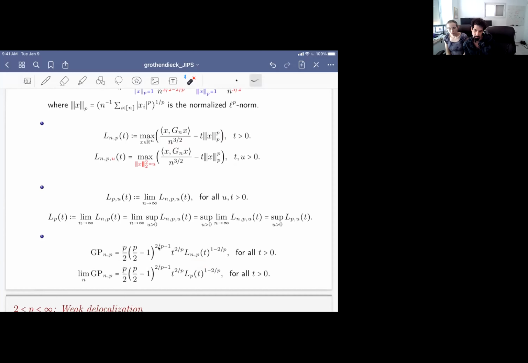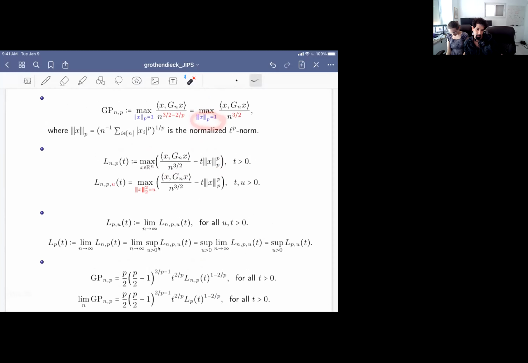It turns out that proving directly that it converges is difficult. So we introduce a restricted Lagrange function, where we introduce the additional restriction that the normalized L2 norm squared of x is equal to u. Now it seems like we are going back in a circle, because we first remove this restriction and then we put back another restriction. But note that the first restriction is an LP constraint, whereas the new restriction is an L2 constraint, which is much easier to deal with.